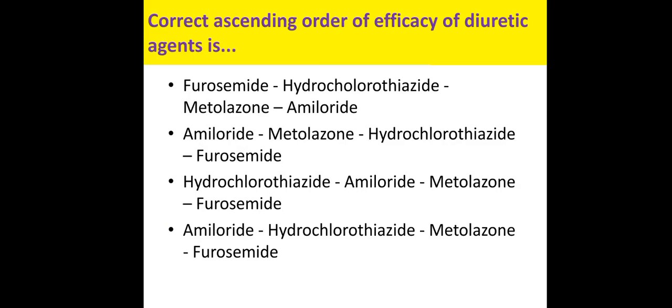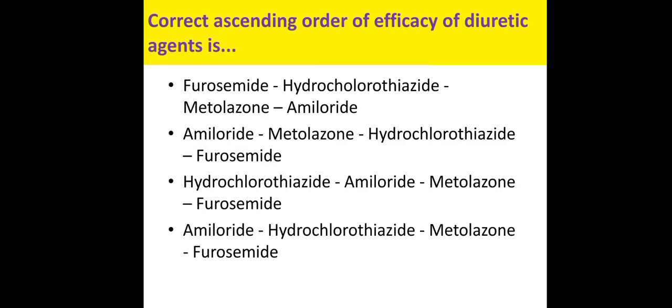Next, the ascending order of efficacy of the diuretic agents. It means the first is the least effective, then somewhat more, then still more, then still more. Now here you have to think about which diuretics have weaker efficacy. These are the carbonic anhydrase inhibitors, potassium sparing diuretics, and osmotic diuretics. So the weakest is amiloride, followed by medium efficacy, that is hydrochlorothiazide.